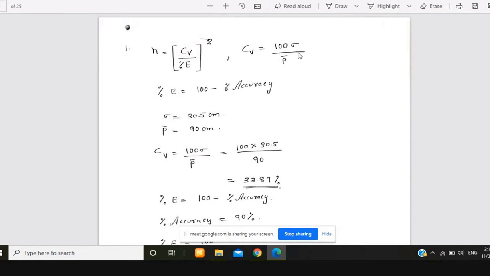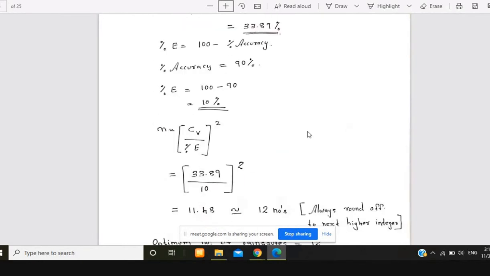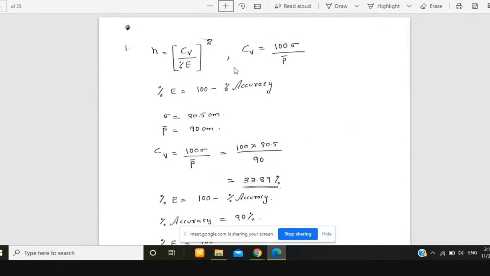Then the values of standard deviation and P bar are given directly, that is 30.5 centimeter and 90 centimeter. Substituting in the equation of CV, the coefficient of variation, 100 into 30.5 by 90, you will get a value of 33.89 percent. While substituting the values for standard deviation and P bar, you should note that both should be in the same units.